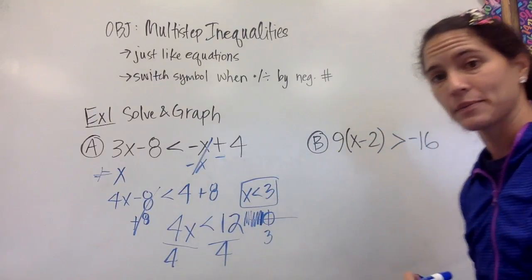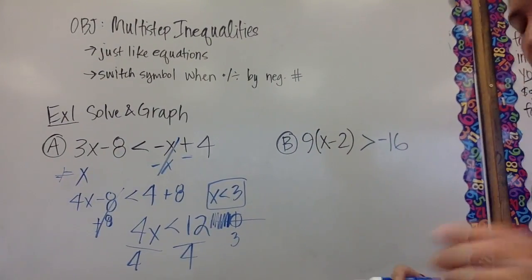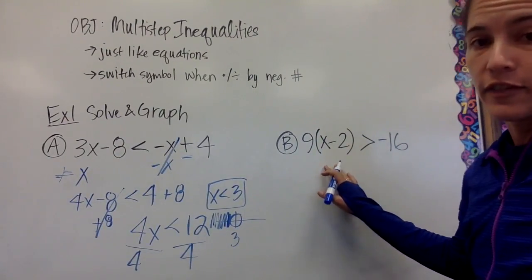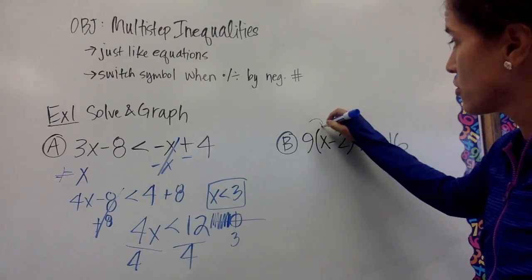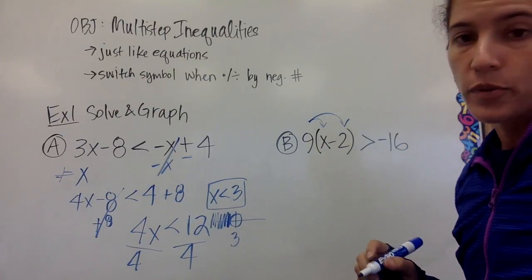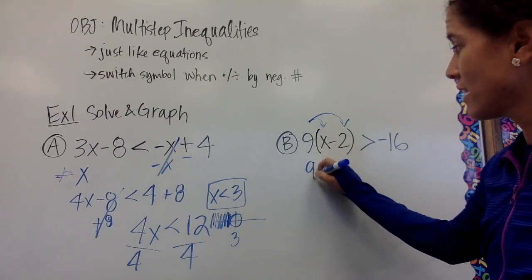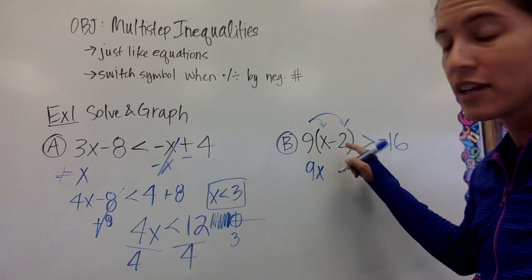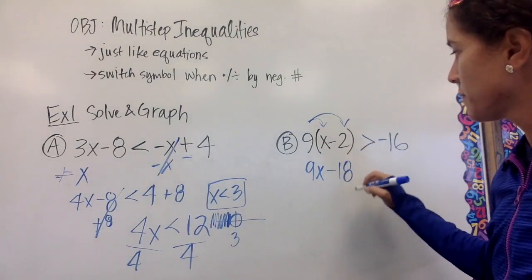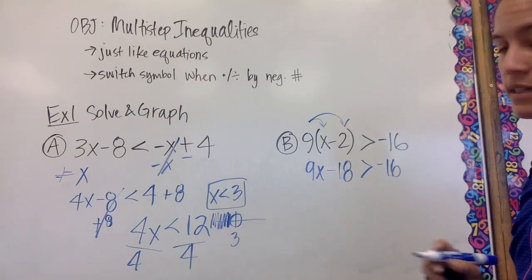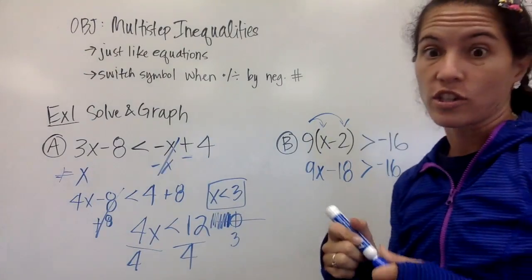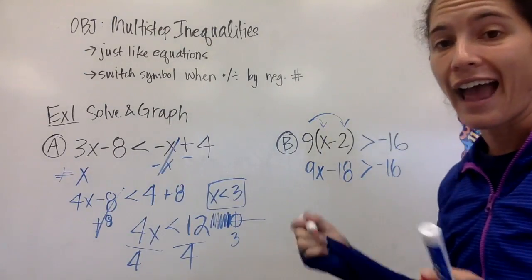Let me show you B. In B, we don't have any fractions or decimals, but we need to distribute. So I'm going to distribute 9 times x is 9x. 9 times negative 2 is negative 18. Is greater than negative 16. Now it just looks like I have a two-step inequality. I'm going to add 18.